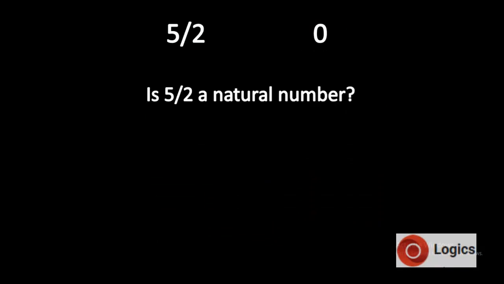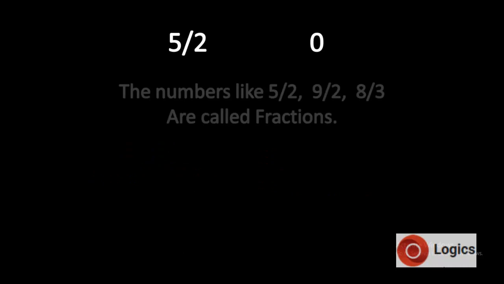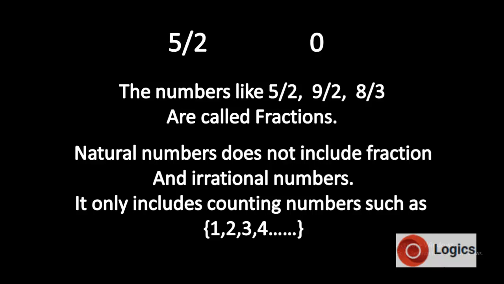Is 5 by 2 a natural number? No. Why? 5 by 2 is not a natural number, even though the number is between 1 and infinity. Numbers such as 5 by 2, 9 by 2, 8 by 3 are called fractions. Natural numbers do not include fractions. They only include counting numbers such as 1, 2, 3, 4, and so on.